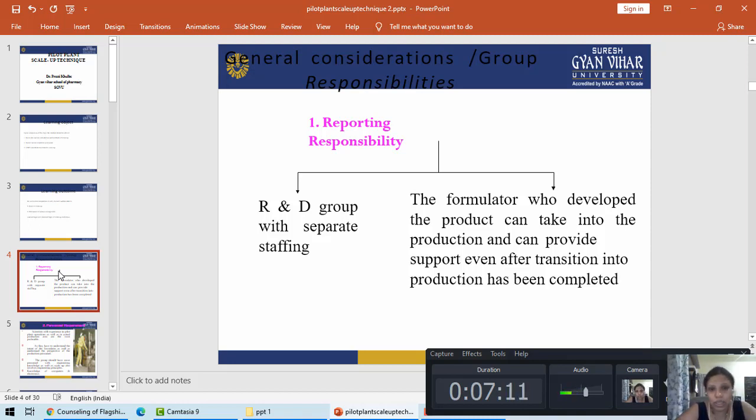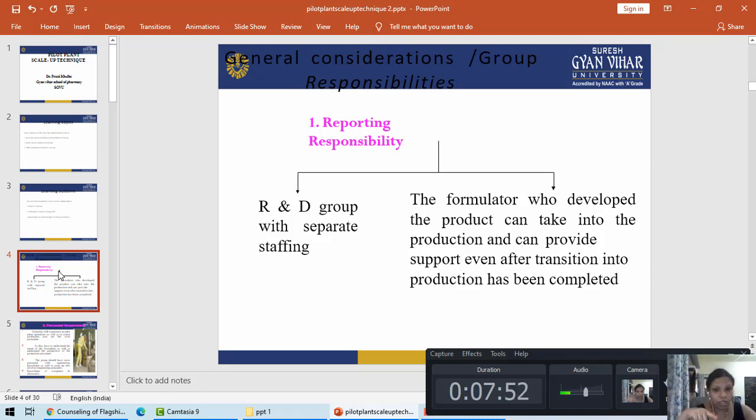The first one is reporting responsibility. There are two things. One is the R&D group with separate staffing, and the second one is the formulator who develops the product, can take it into production and can provide support even after transition into production has been completed. We know that the formula is transferred from the R&D to the formulator, so for the formula optimization and the pilot plant scale up, both the parties are involved.